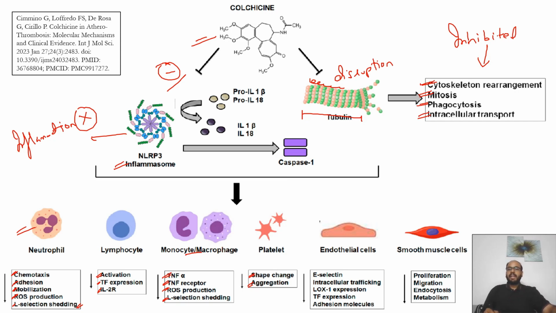Okay. In endothelial cells, which is the edge of the blood vessel, E-selectin, the cellular signaling, LOX, all are decreased because of colchicine. Smooth muscle proliferation, migration, endocytosis, and metabolism all are decreased, and that is why you have myopathies as a side effect. Okay, or one term that I've read recently, sarcopenia. So myopathies are important side effects of colchicine, and that is the reason why, because colchicine is inhibiting all of this in smooth muscles and also in skeletal muscles.